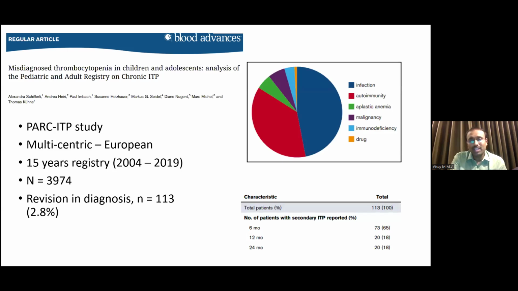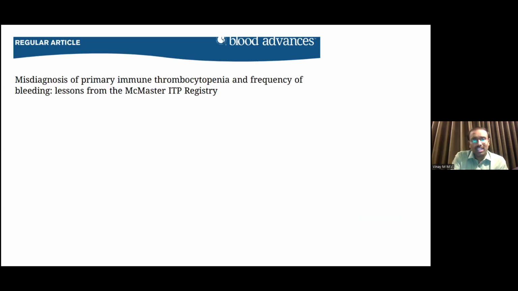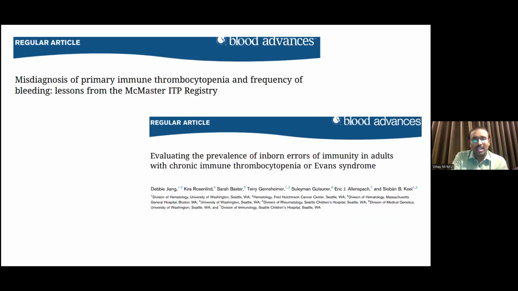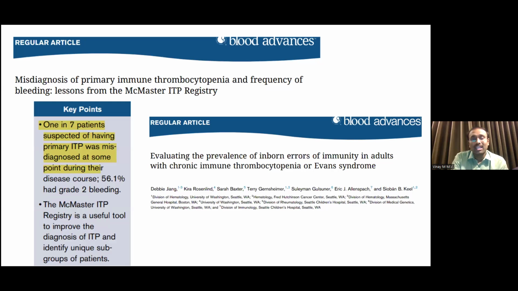So whenever we have a child who is nagging and requiring multiple types of treatment as chronic ITP, we may have to reconsider our treatment. Two other publications are the McMaster ITP registry, where misdiagnosis of ITP and frequency of bleeding was seen. It's a generalized study, not just a pediatric study. And another one looked at the prevalence of inborn errors of immunity masquerading as chronic ITP. One of the papers suggested that 1 in 7 patients suspected to have primary ITP was misdiagnosed at some point, and approximately 56% of them had grade 2 bleeding. So for kids who are symptomatic with chronic ITP, we may have to reconsider our diagnosis, as there may be something more than just ITP.